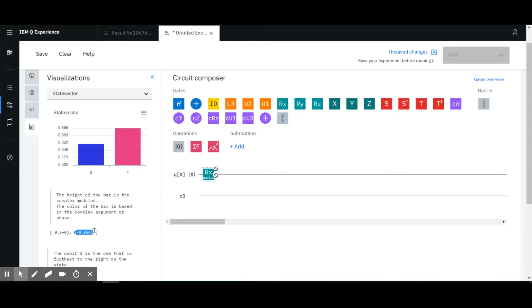Cool. I wonder how I would get the complex component of the zero part of the state. That could be interesting. So that's what the rotations on the x side do.